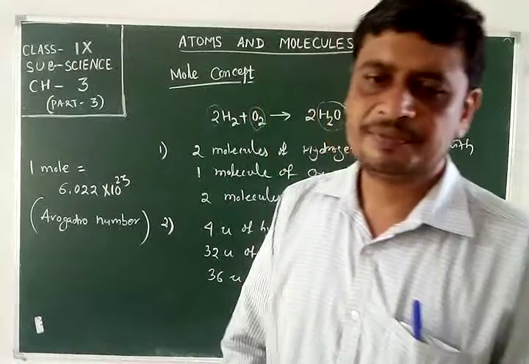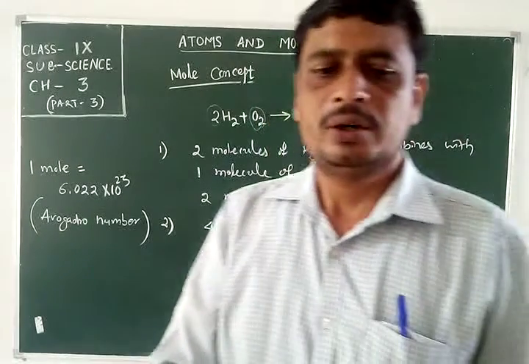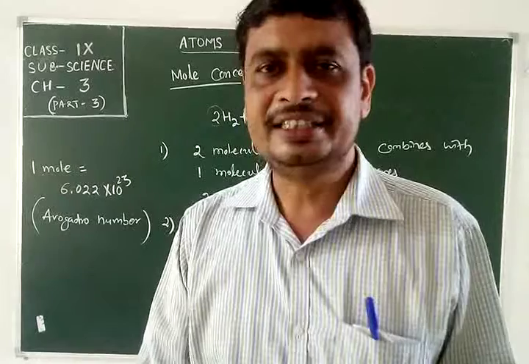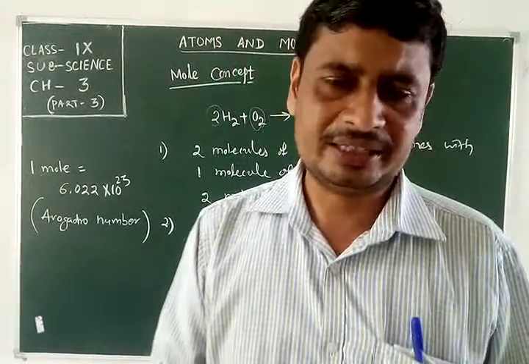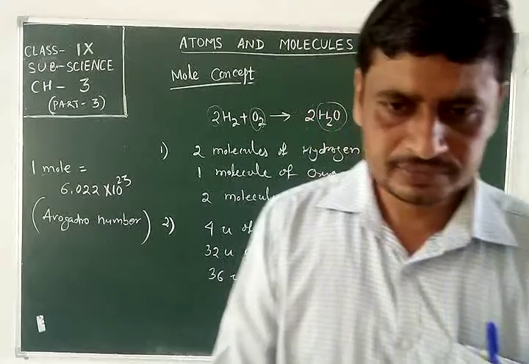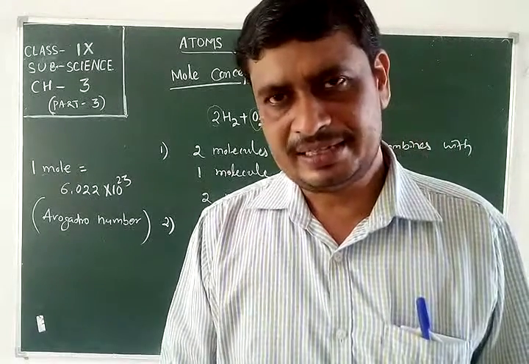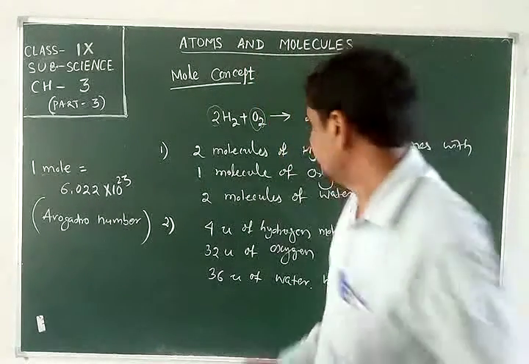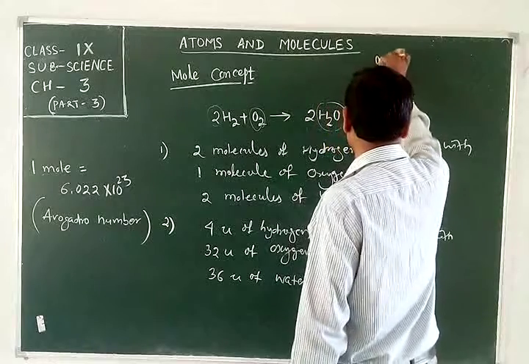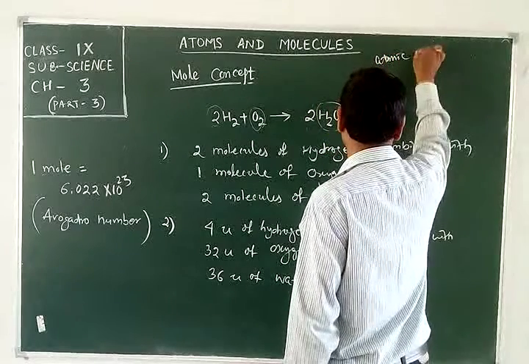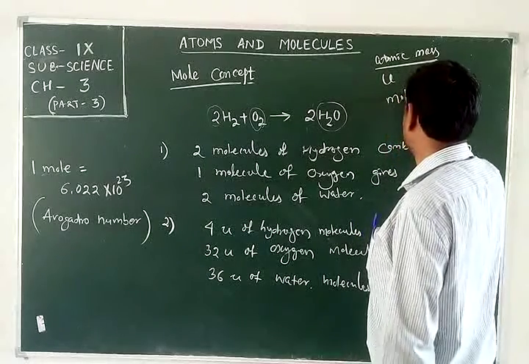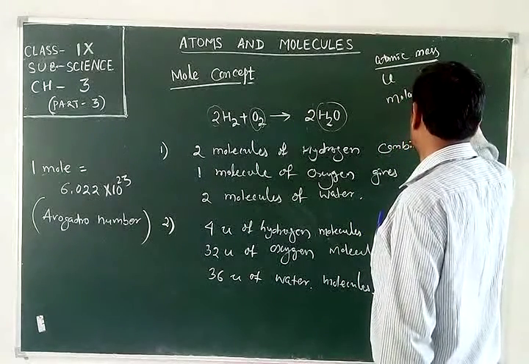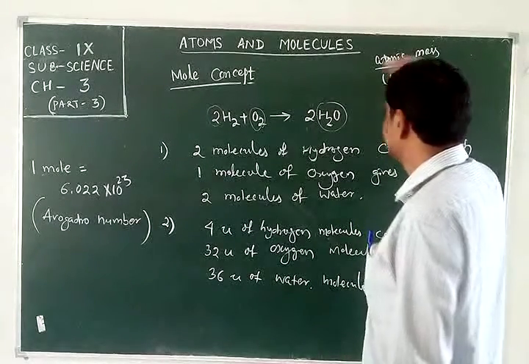In case of mass, we use g, that is called gram atomic mass. That is also called molar mass. Whereas the atomic mass is expressed by u and molar mass is expressed as g.